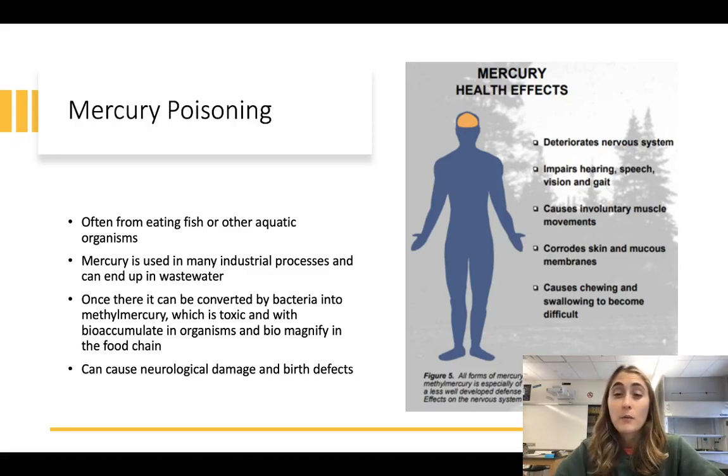One of the ones that you're probably more familiar with is mercury poisoning. And just to be clear, mercury poisoning doesn't come from elemental mercury. That's mercury on the periodic table mercury. It comes from something called methyl mercury. Methyl mercury is elemental mercury that has been converted by bacteria into an organic form of mercury called methyl mercury. And this is the one that is toxic to humans.